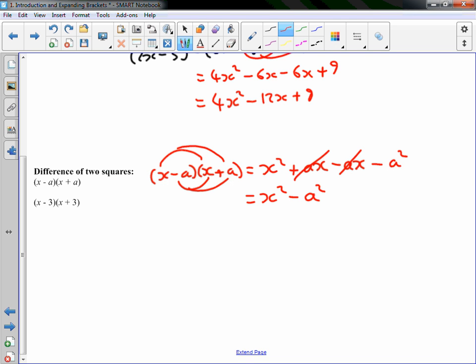x squared is going to be a square number, regardless of what x is, I'm squaring it. And a squared is going to be a square number because regardless of what a is, I'm going to be squaring it. So I've got a square number, take away a square number, the difference of 2 squares.